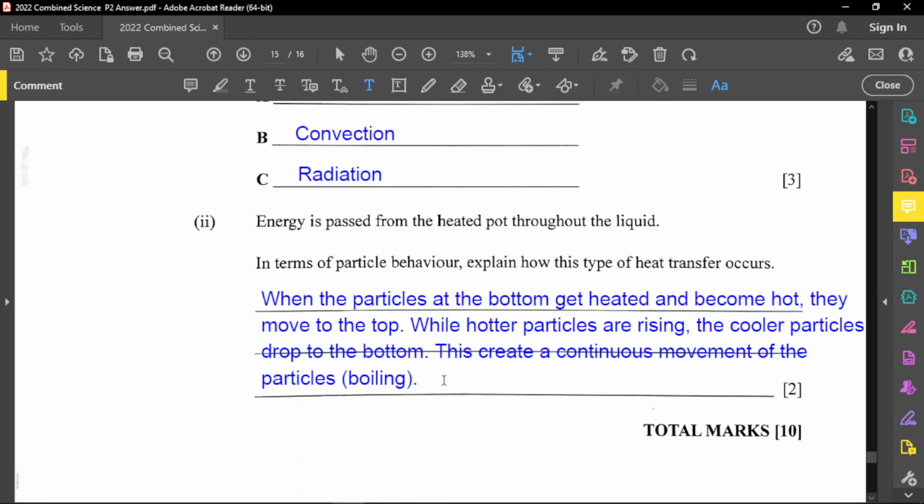So as the hot particles go up and the cold ones fall, they keep on rotating like that, because once they go to the top, they lose energy, become cooler and start to fall to the bottom again. The more heat you apply, the faster this happens, because the particles gain energy much faster, and so you have rapid boiling.